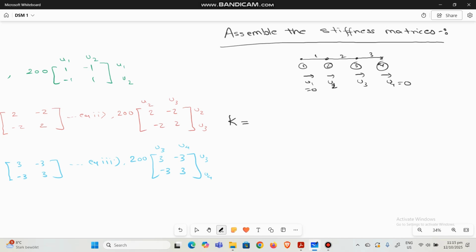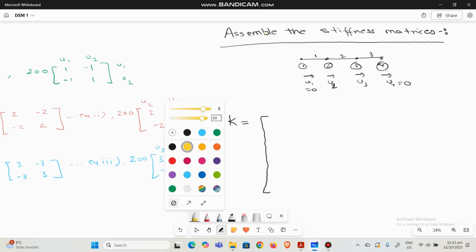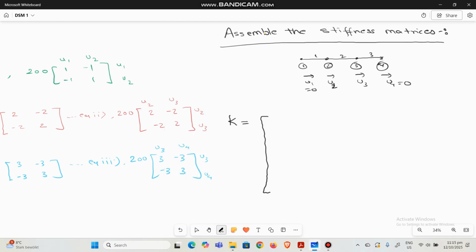Now I would also like to tell you that the order of the matrix would be equal to the degree of freedoms. Okay, very good. So the basic idea would be to just draw this one, and then we know. Okay, I will choose yellow color for this one. So just for indication, we have displacement u1, u2, u3, and u4.